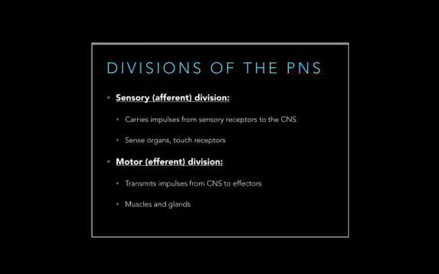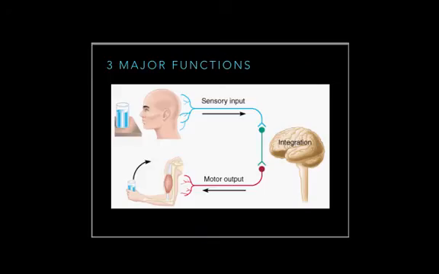So we can functionally divide up the peripheral nervous system. There are some major functions of the PNS. And again, I'm going to go back to an earlier picture. We can see that sensory input and motor output are the things that are going to be the job of the peripheral nervous system. So getting information in towards the brain and then carrying information out away from the brain.